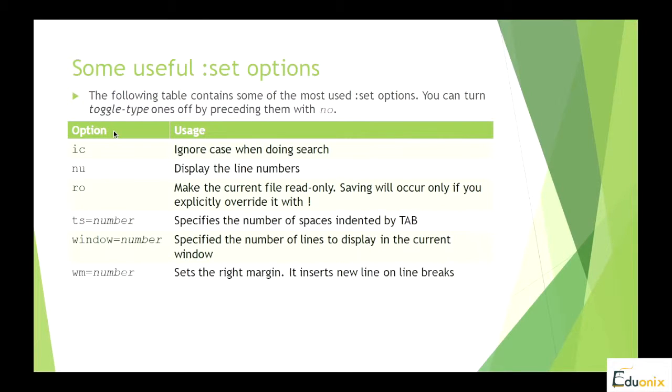And the last thing we are going to see in the set options is wm equals number, and this sets the right margin of the file to the specified number of characters. This may be useful if you have a file that has long lines and you want these lines to be shorter for easier reading, for example. It's going to insert a new line at the line break. It will break the lines to make the reading easier for you.